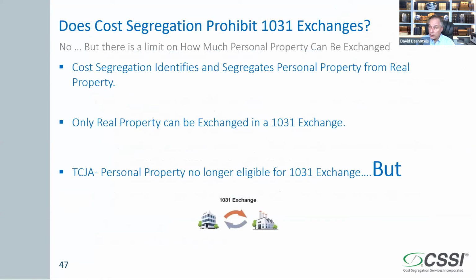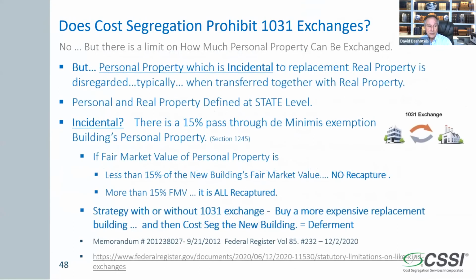If I do a cost segregation, can I still go into a 1031 exchange? Yes, you can. But David, they don't allow personal property, and you're identifying personal property. How's that going to work? Well, for buildings, there's an exemption. It's called incidental personal property. So if your personal property that you've identified in a cost segregation study is less than 15% of the value of the building that you're buying, well, then it all can come in and there's no restrictions. So that's something to be aware of.